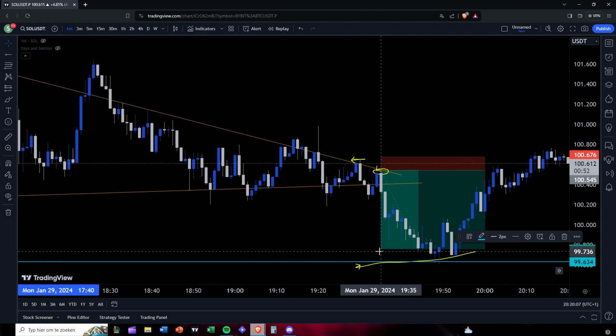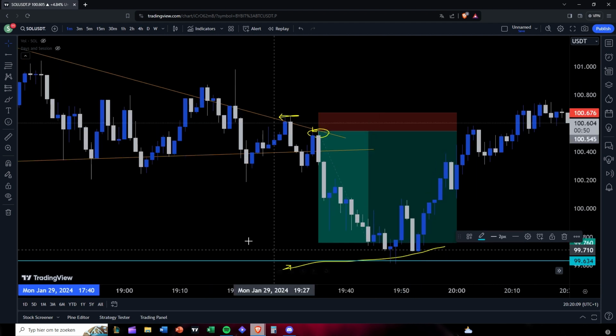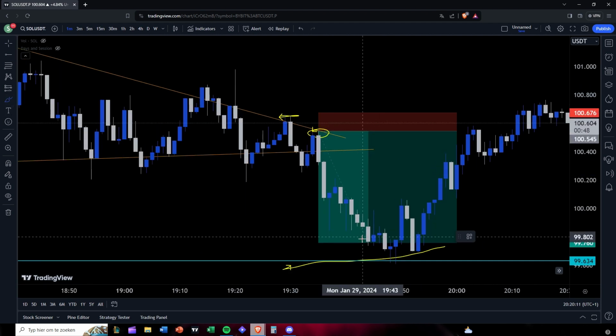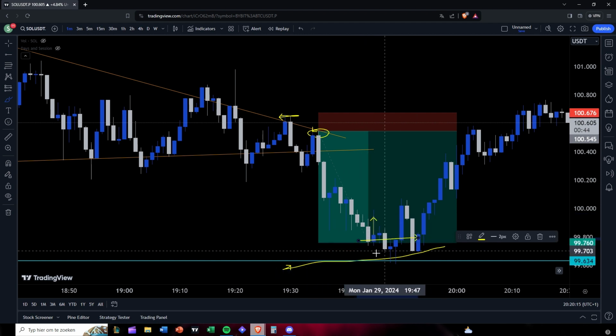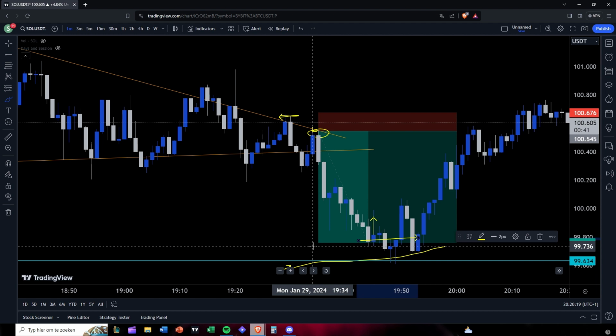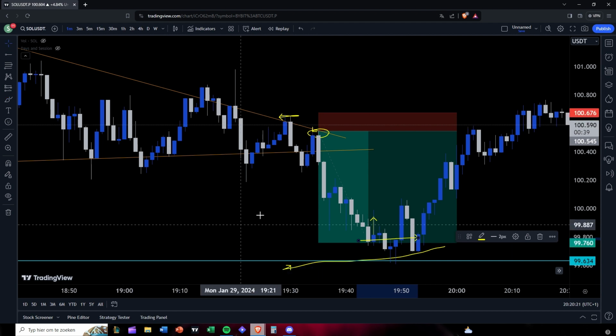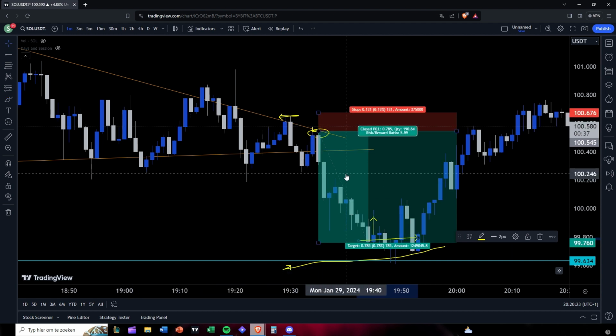I just shoved my TP up, because over here, I think it was this one, I just put the take profit a bit higher. So eventually the trade was 6R. This is by far the best, I think.